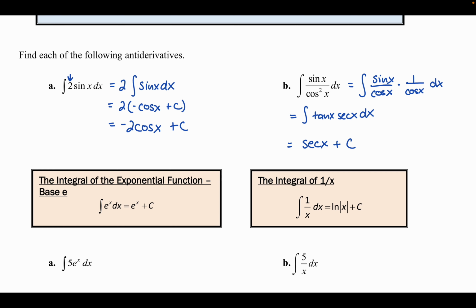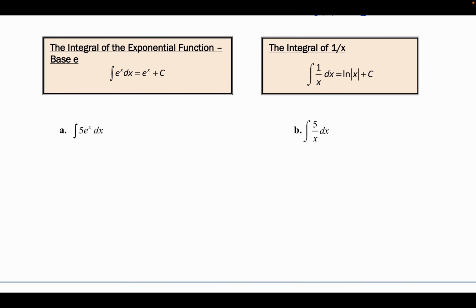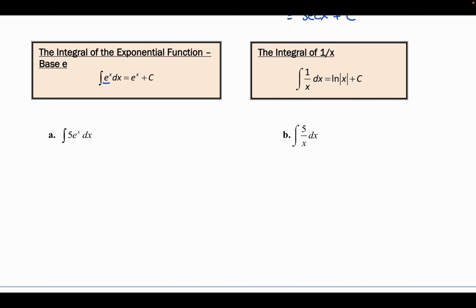All right, our last two basic rules are with our e to the x function. E to the x is great because if you take the derivative of e to the x, it's just e to the x. Same thing with integral. If you find the antiderivative of e to the x, it's just e to the x plus c. 1 over x is a little bit different. If you remember, if f of x is ln of x, f prime of x is 1 over x. So we can go backwards.